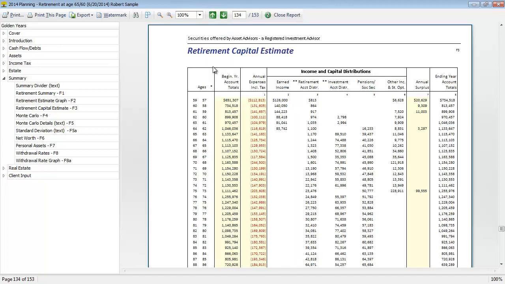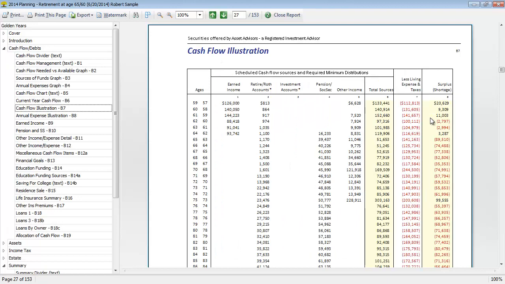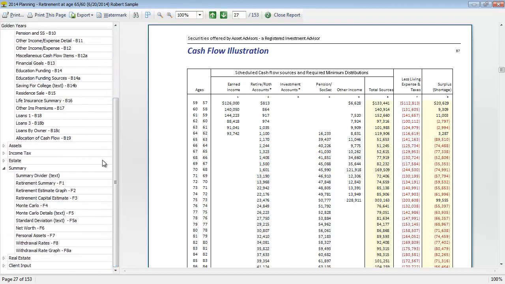Then we get to the retirement capital estimate. So this is a great report, one of the key reports available in golden years. This report works really nicely with the cash flow illustration that we saw back on B7. So this report, where it looks purely at scheduled income sources versus expenses and shows you a cash flow shortage or surplus, this report is going to essentially show you the solution to those shortages.